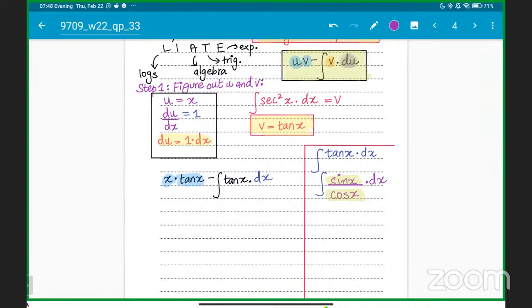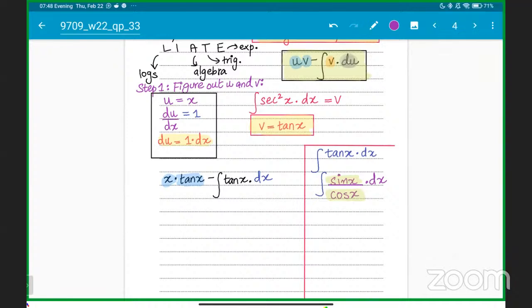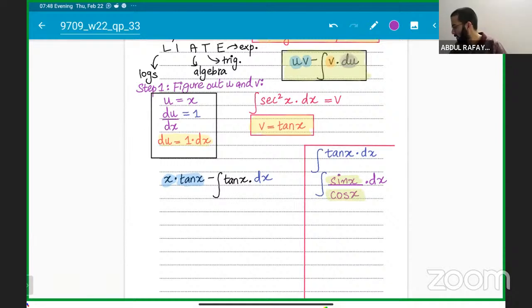Is everyone following, understanding? It's very important, guys. I can directly tell you the integration of tan x, and you can write it down in the exam. But it is better to show the working of how tan x can be integrated. Similarly, what we can do is, just give me 1 minute.